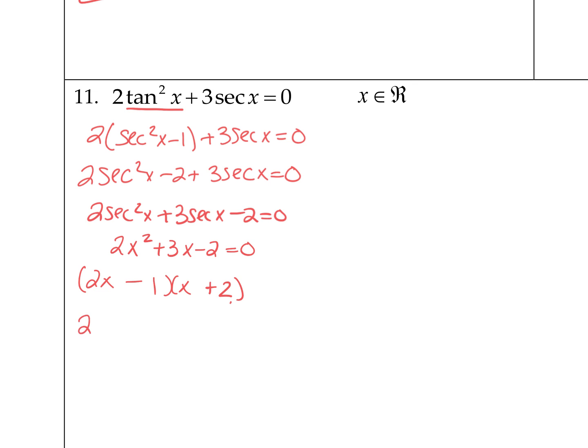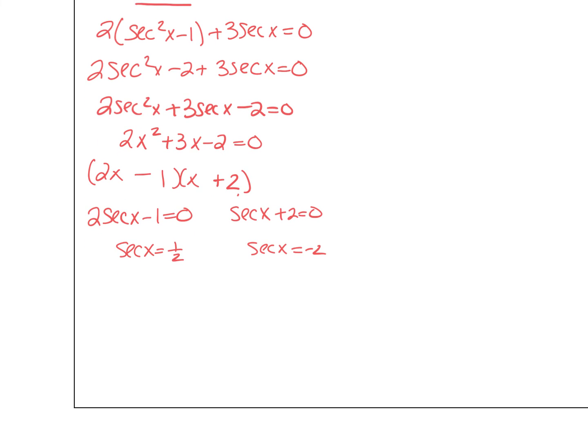So I'm going to end up with 2 secant minus 1 equals 0 and secant plus 2 equals 0. So secant of x equals 1/2, and secant of x equals negative 2. Now, we could think of this, but I like to always change it into cosines. So that'd be cosine of x equals 2, and cosine of x equals negative 1/2.